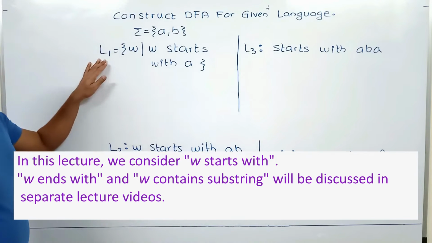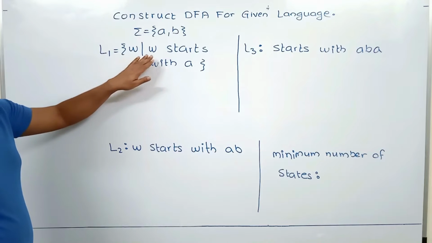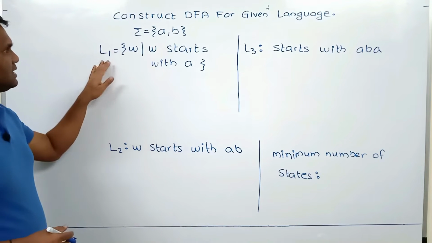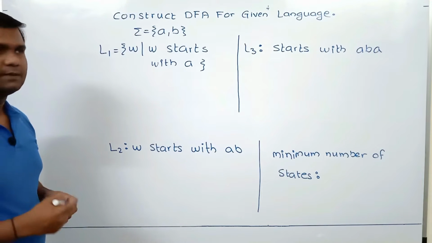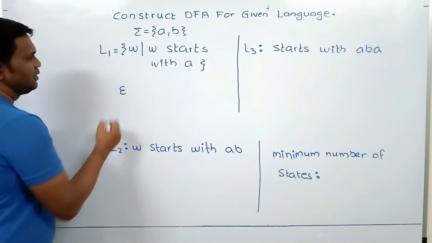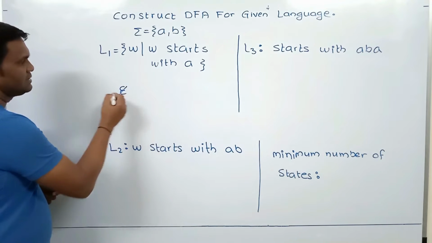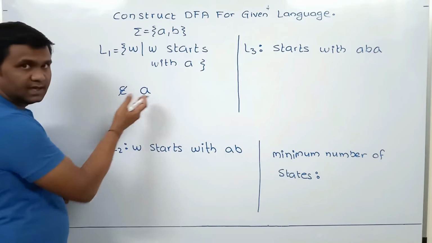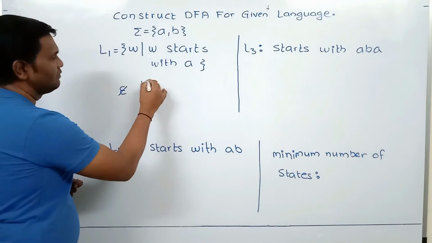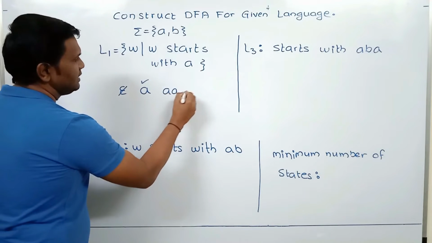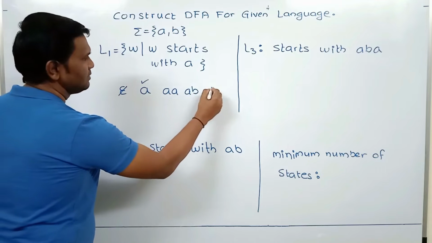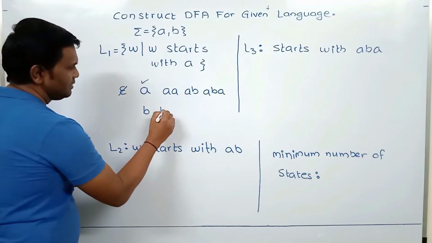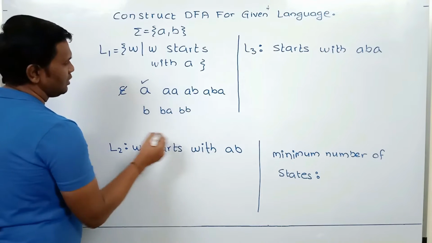Consider language L1. L1 is the set of W such that W starts with A. The alphabet contains A and B. So this language contains all strings which start with A. If we consider epsilon, epsilon does not start with A, so it is not part of the language. If we consider simply the string A, it starts with A, so it is part of the language. Any string which starts with A is part of the language. Any string which does not start with A is not part of the language.